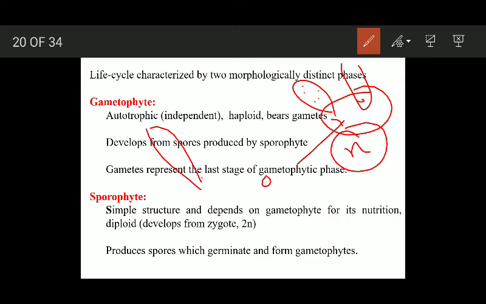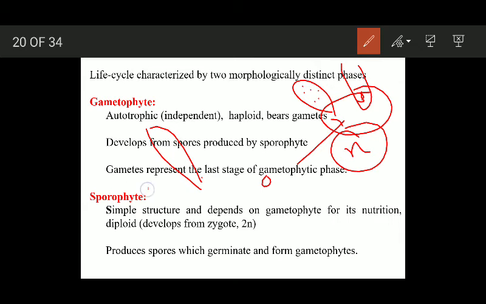Now the gametes represent the last stage in the life cycle of the gametophyte, and you can say the gametes represent the last stage of the gametophytic phase. जब गेमेट्स बन जाते हैं, एंथ्रीजॉइड्स बनते हैं, एग बनते हैं, ओके, they are the last stages of the gametophytic phase. फिर क्या हो जाता है? These gametes fuse and result in the formation of the zygote, and this zygote is the first stage. It is the cell that gives rise to the sporophyte.